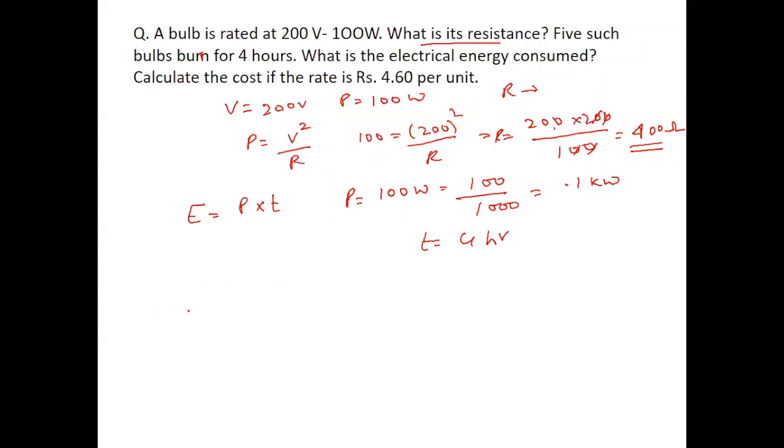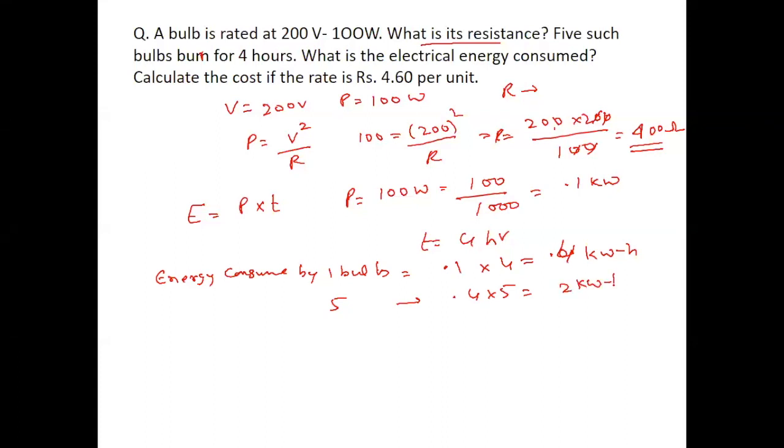So first we calculate the energy consumed by one bulb. 0.1 into 4 equal to 0.4 kilowatt hour. So for 5 bulbs, 0.4 into 5 is 2 kilowatt hour.